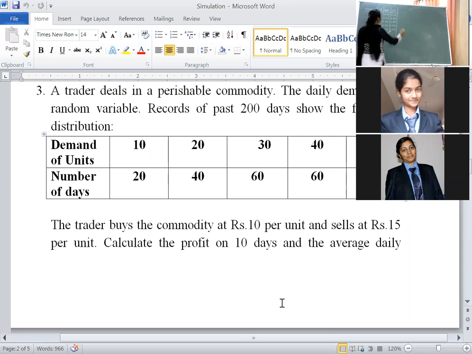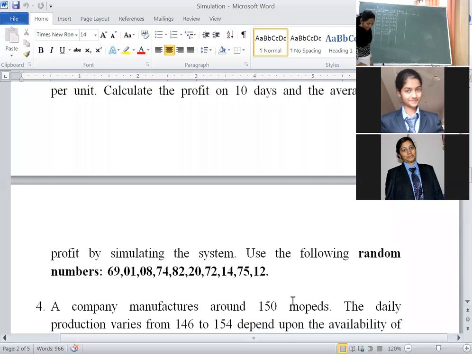Then what do we have to write? In the given problem, random numbers are given. Write down the random numbers. What are the random numbers they have given? 69, 01, 08, 74, 82, 20, 72, 14, 75, 12.